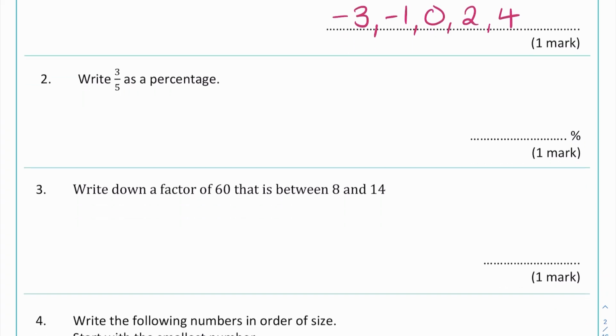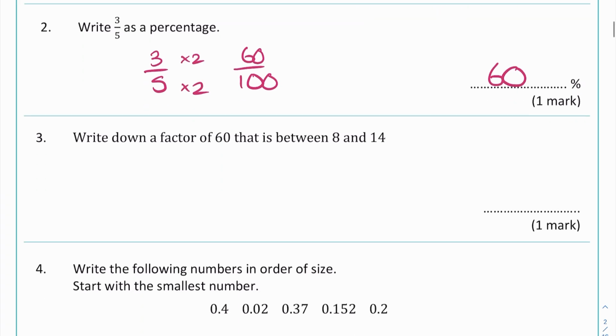So write 3/5 as a percentage. Well, if we want to write a fraction as a percentage, ideally we want the denominator to be over 10 or over 100. So 3/5, we can easily make that over 10. We can easily make it over 100, but we can very easily make it over 10 by timesing them both by 2. So that would be 6 over 10, and 6 over 10 is 60%. Of course, if you want, you can write that over 100, which is 60 over 100 as well, and that would just come out as 60%. Okay, on to the next one.